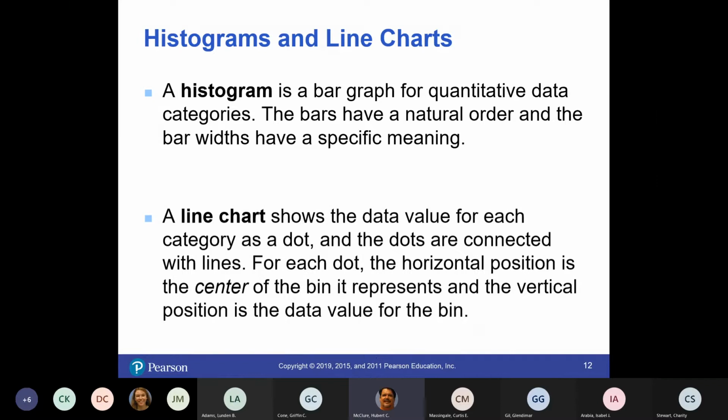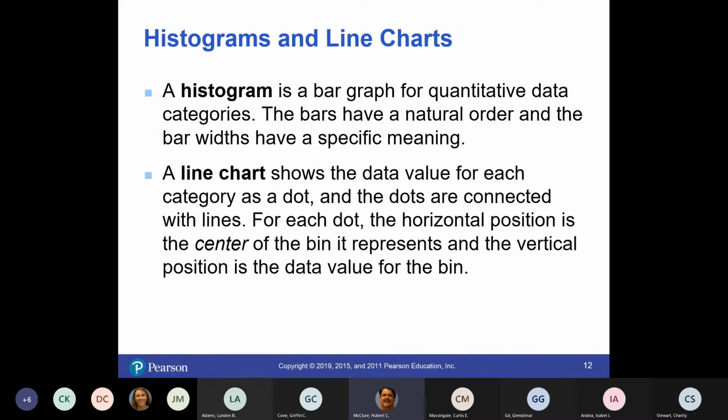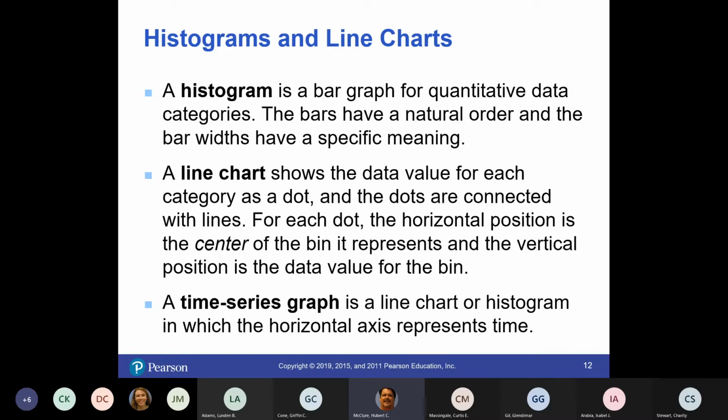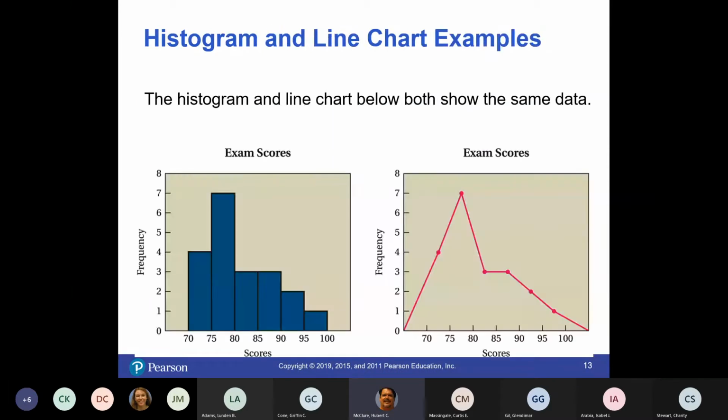And a line chart and time series. I'm not going to test you on time series. I'm just not. So you don't have to worry about time series.